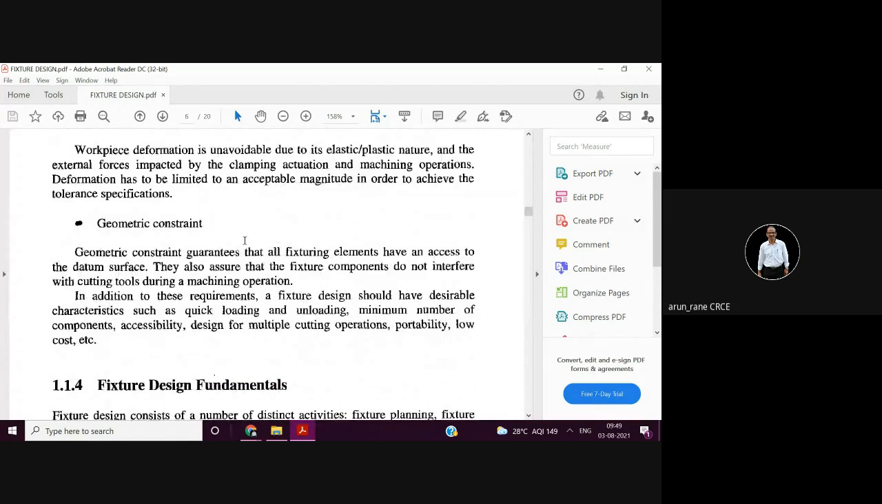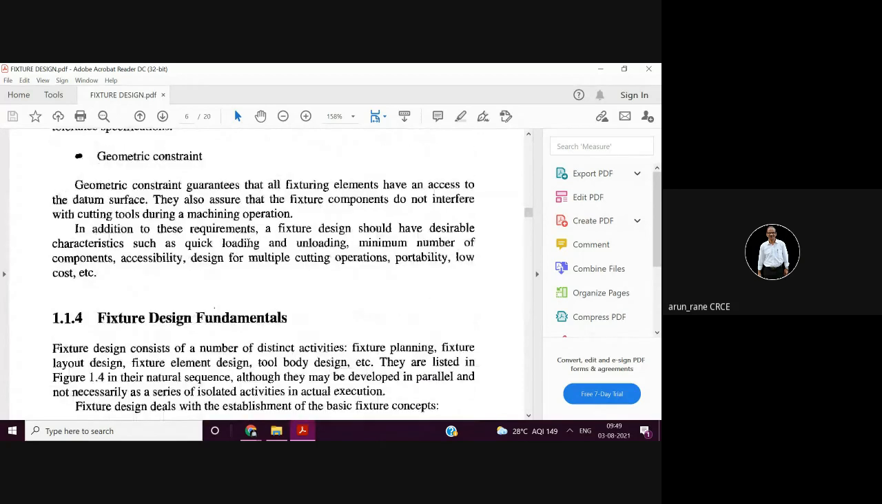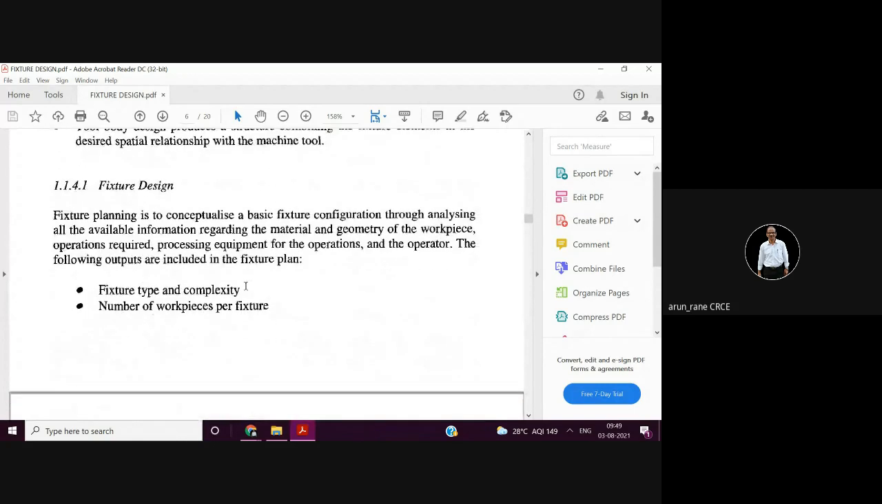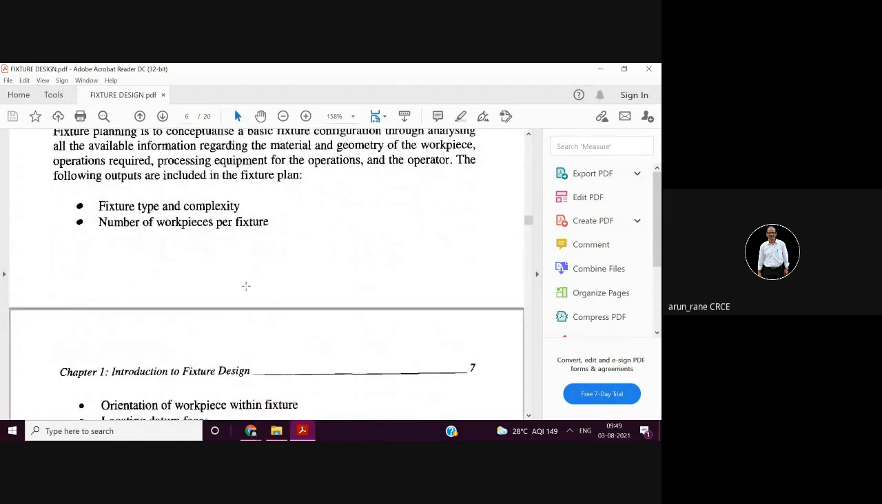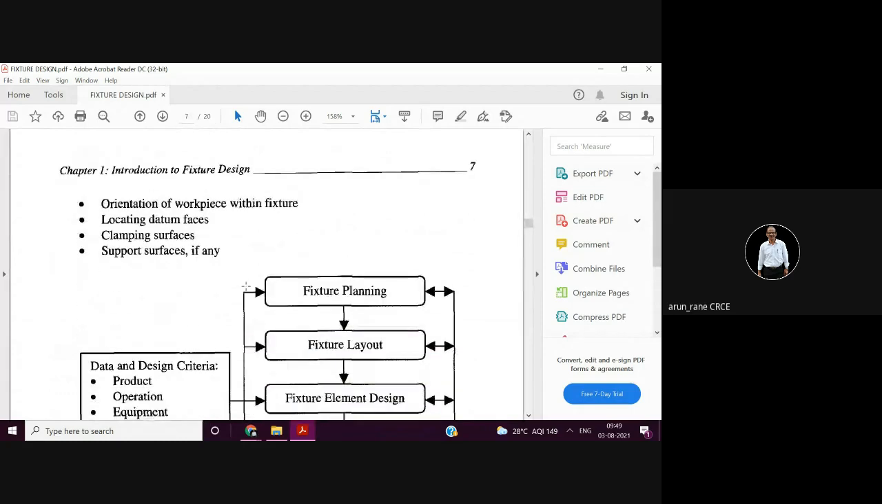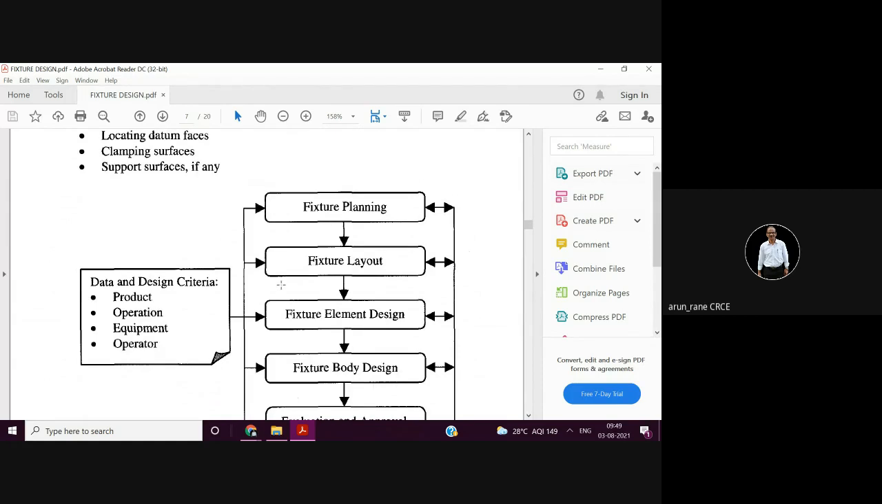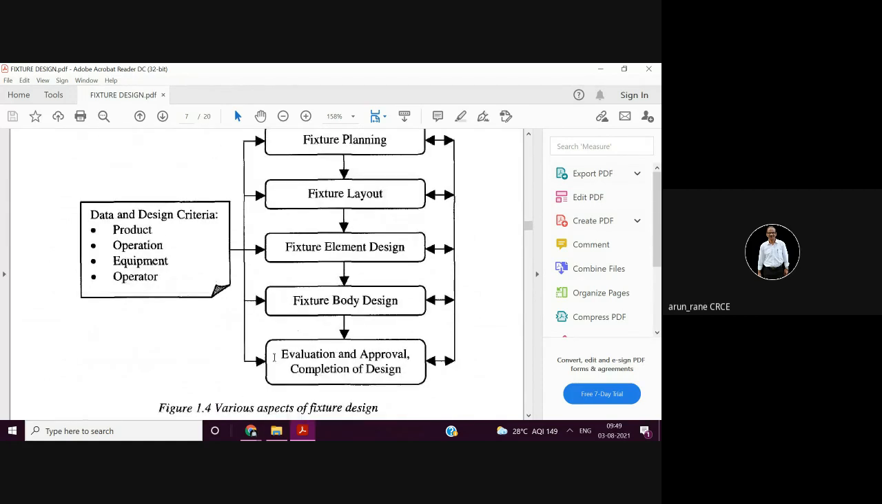Deflection of the component should be less. So your fixture design should be as simple as possible. You have to give attention to the orientation of the workpiece, location, clamping, and supporting surfaces. So these are the steps in the fixture design.